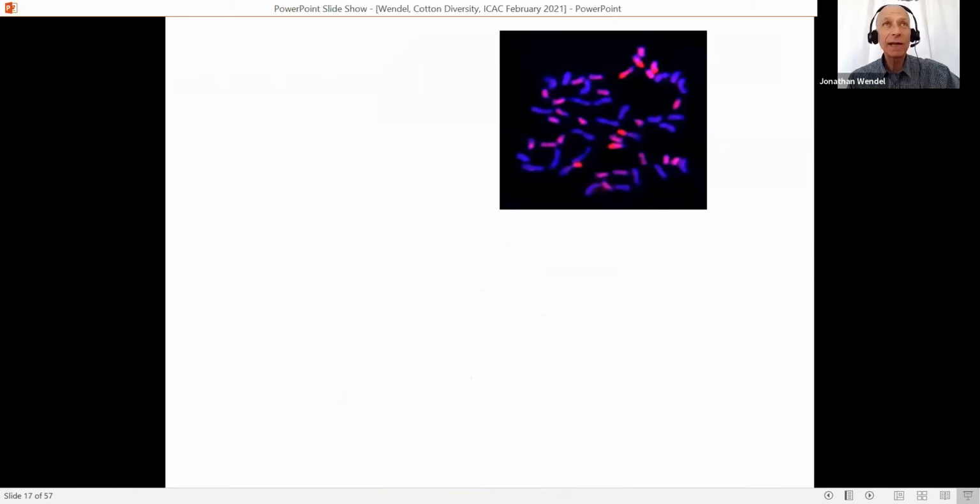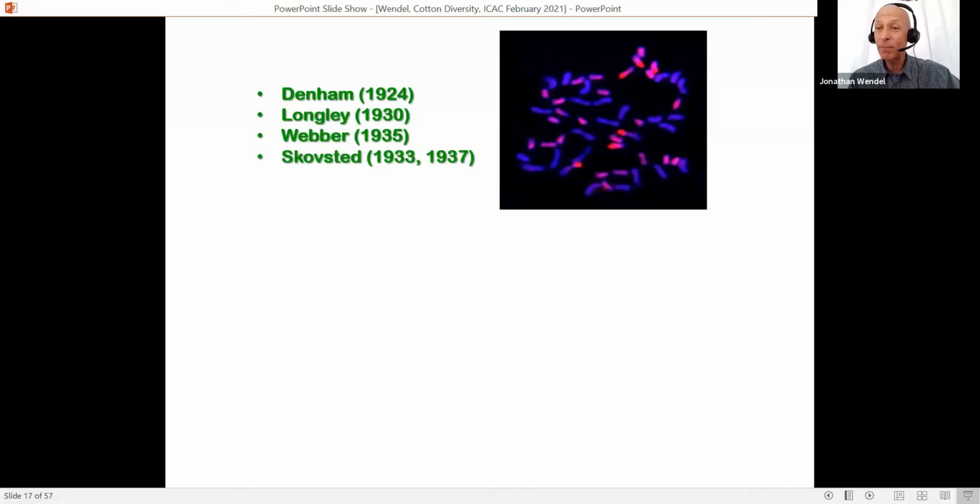Well, paralleling these couple hundred years of taxonomic investigation, about 100 years ago, we started having decent techniques for looking at chromosomes. And so a number of workers, shown here in the upper left, started working on cotton chromosomes, understanding the cytological basis of some of this diversity, differences in chromosome size, differences in chromosome number. And then Skovsted, at a very young age, made the algebraic insight that the number 26 is related to the number 52 by a factor of 2.